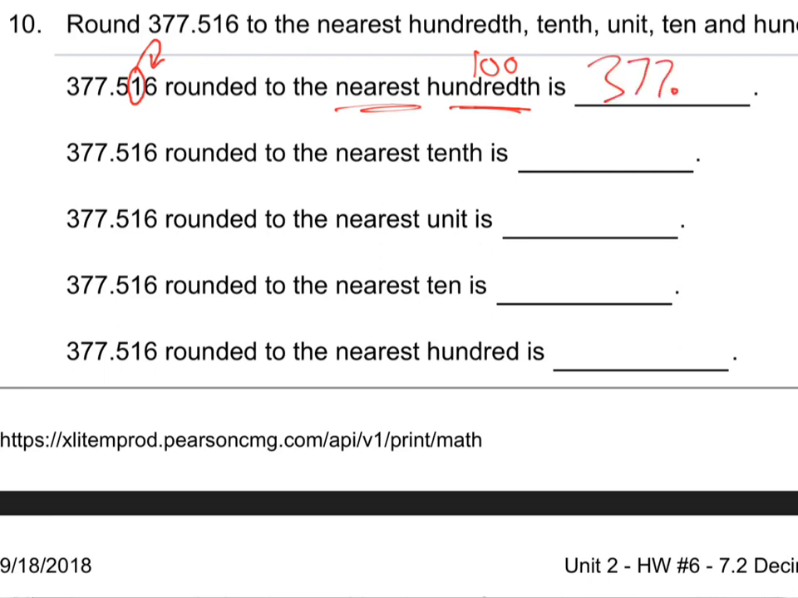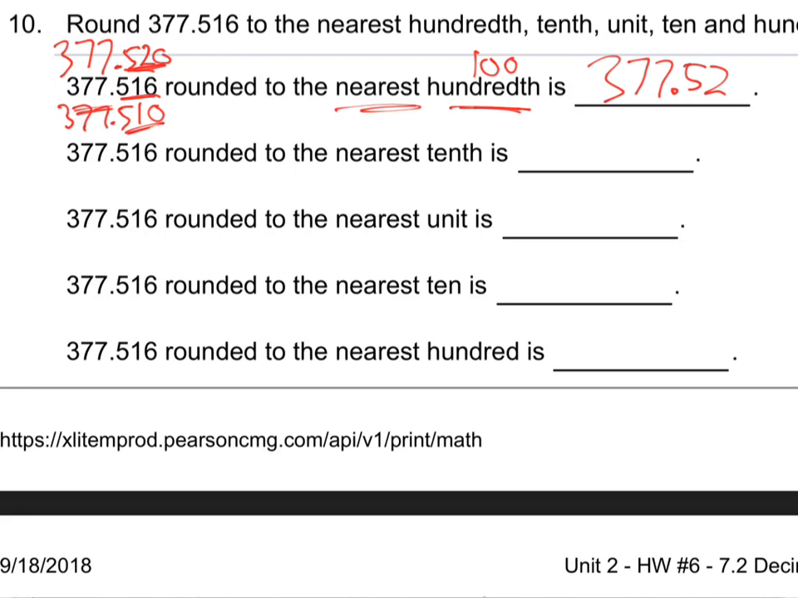So 377.52. Does that make sense there? We're saying basically this amount of money is closer to $377.52 than it is to $377.51. The 6 makes it, right? You can put 0s here. 516 is closer to 520 than 510. That's what we're saying. You see that? Does that make sense? I want to make it real for you.